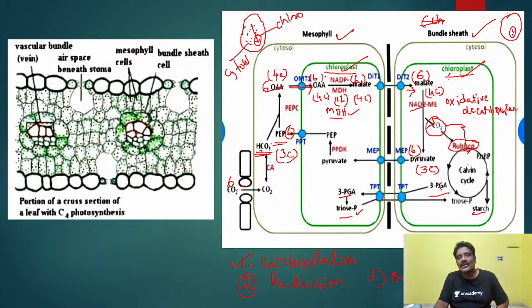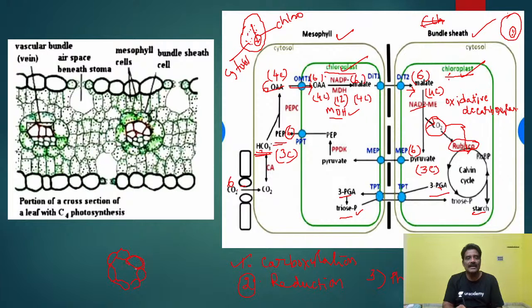Okay, so where does this entire process happen? Remember, in the chloroplast of the bundle sheath cell. One important point you have to understand here: these bundle sheath cells are very thick, like this. They are present around the vascular bundle. They are very thick and closely packed like this, without any intercellular spaces.